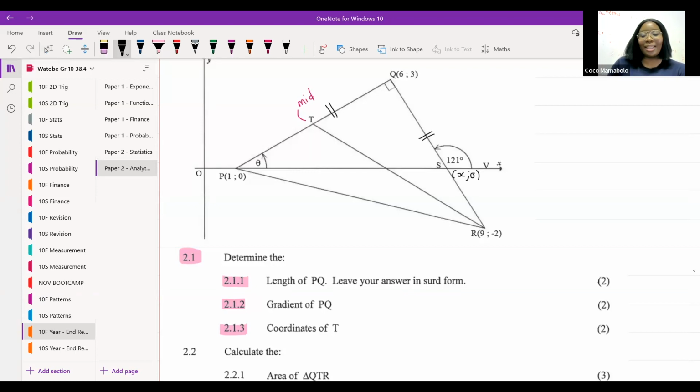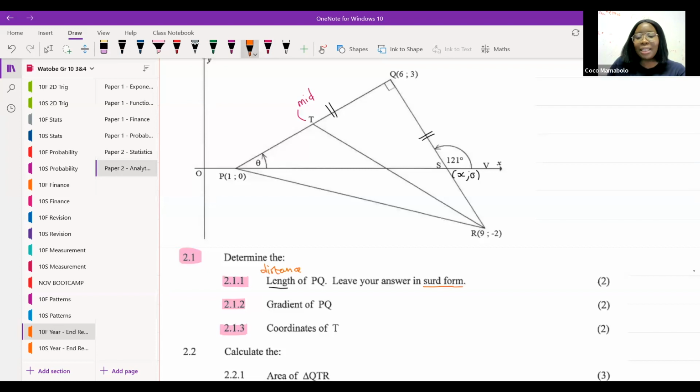All right, so it starts with saying, determine the length of PQ. Now, in order to determine the length, which of the formulas that we have are we going to use? Good, Oratile, correct. That's it, Sianda. We are going to use the distance formula, right? Because distance will give us length. Okay, good. So we know that they're also telling us to leave the answer in surd form.